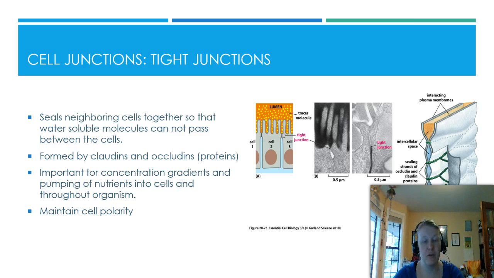The tight junctions are formed with proteins called claudins and occludins, and these proteins really help form that tight seal that you see there. And this also helps maintain cell polarity, as in which side should be the lumen side, which side should be the basal lamina side. This keeps proteins from migrating all over the cell surface and keeps them in the very specific area that they need to be.